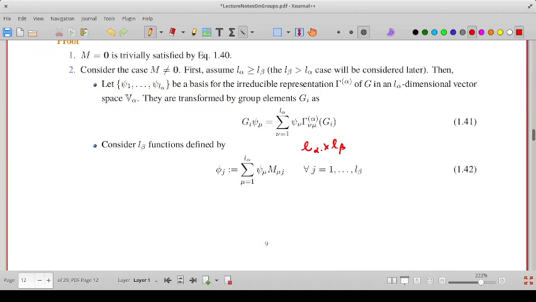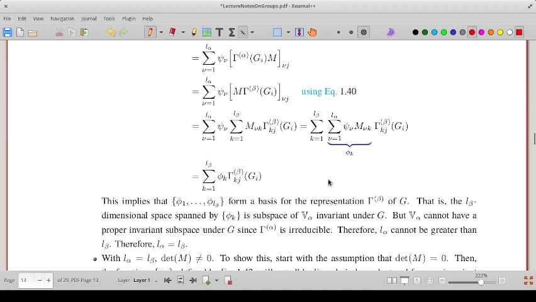But if we look at the linear combination that defines phi j, we see that this is nothing but the vector phi k, because the linear combination is taken over the summation over the index nu and the free index is k, and therefore this is nothing but phi k. So we have the result equal to sum over k running from 1 to L beta phi k gamma beta kj of gi. So the left hand side was the action of gi on phi j.